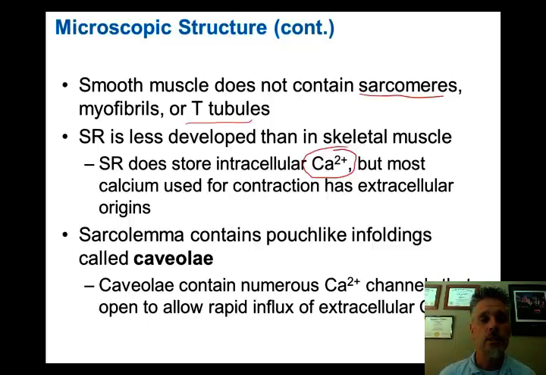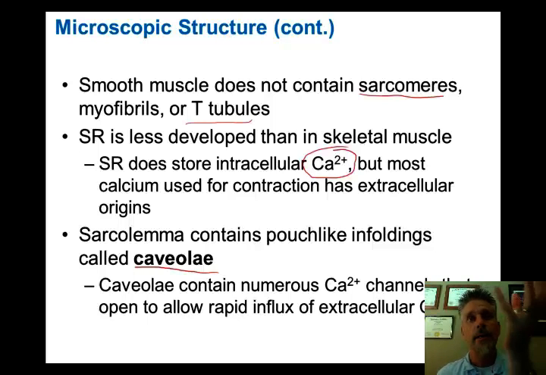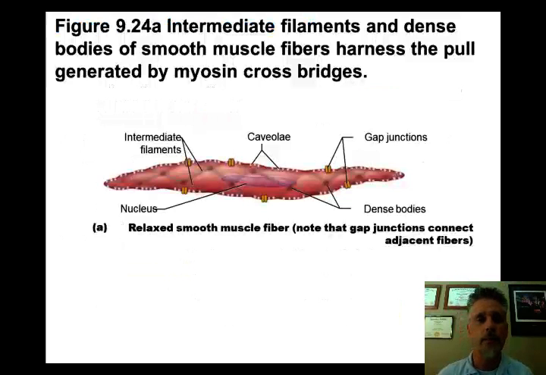In addition, the sarcolemma, the plasma membrane, has these foldings that are called caveoli, and caveoli are going to be these areas where we can allow extracellular calcium to come in. So you can see, right, pennate shape, one large nucleus in the center.